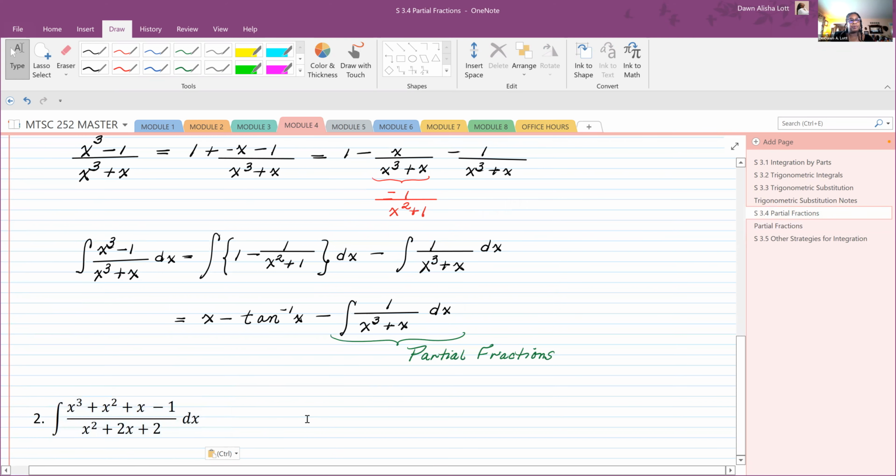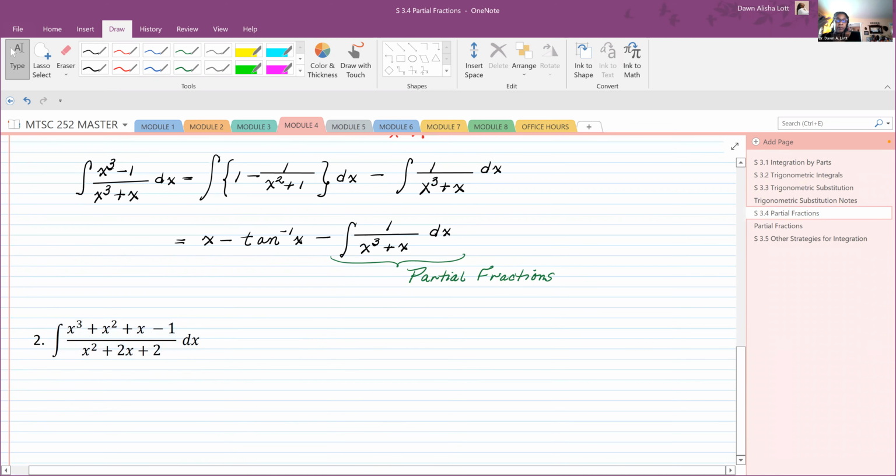Okay, second integral. Again, notice the power of the numerator is greater than the power of the denominator. So I'm going to do long division. So I'm going to have x squared plus 2x plus 2, and that has to go into x cubed plus x squared plus x minus 1.